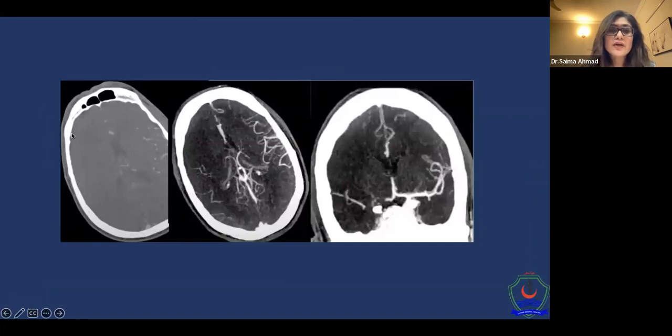So in this case, you can see that there is nothing on the right side. So it appears to have zero collaterals. But when you do the thick MIP, you can see a few of the vessels here. So always use thick MIPs because they give you a better clue of the collaterals.